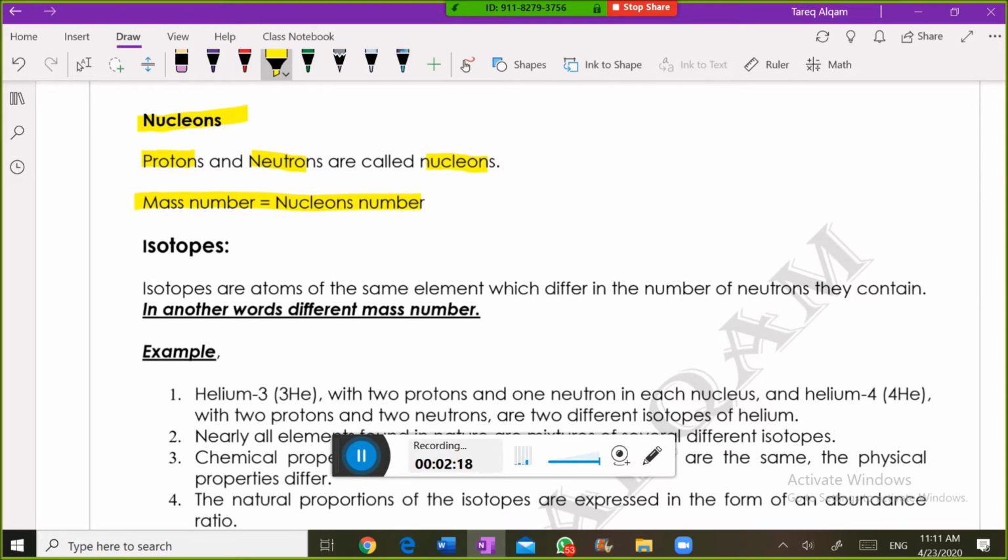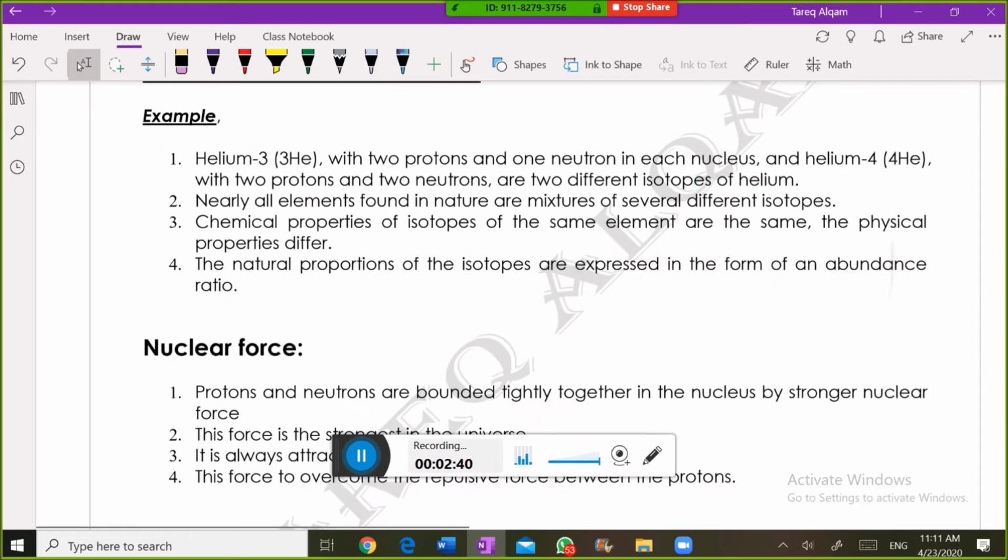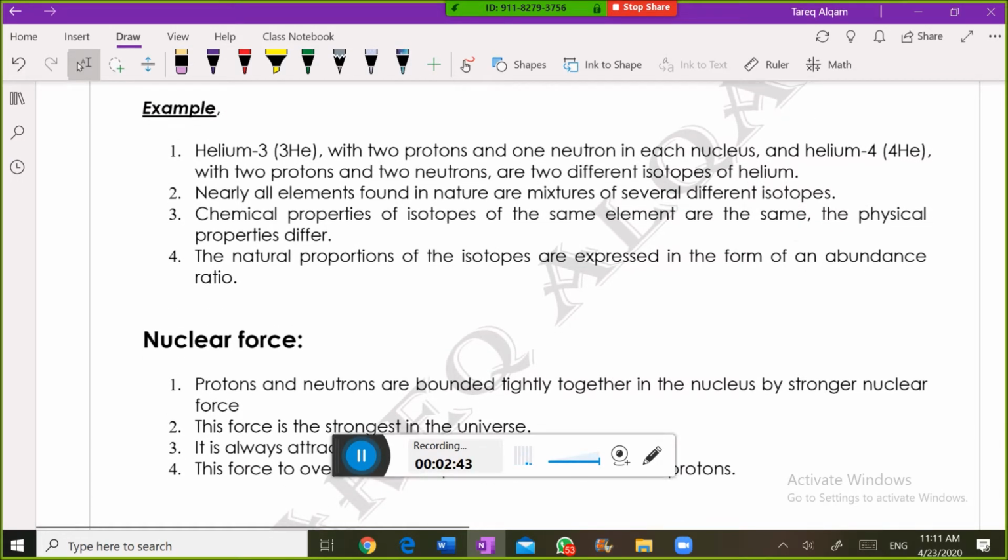Also, here we have to define something called isotopes. Isotopes are atoms of the same element, but they differ in what? Number of neutrons, right? They contain different numbers of neutrons. Here are several examples, like helium 3 and helium 4. Here, guys, we have a notation.